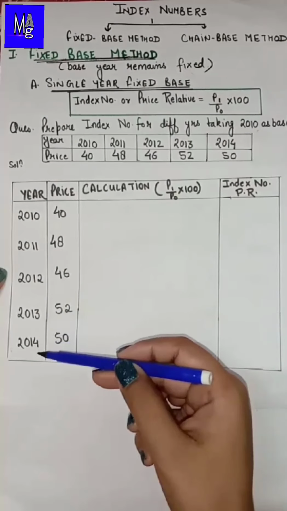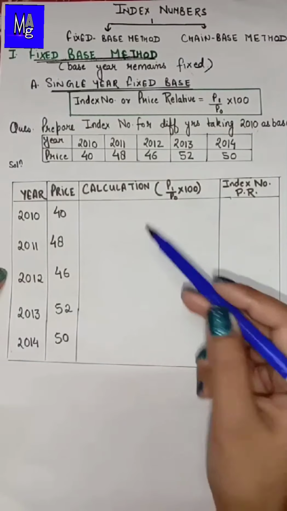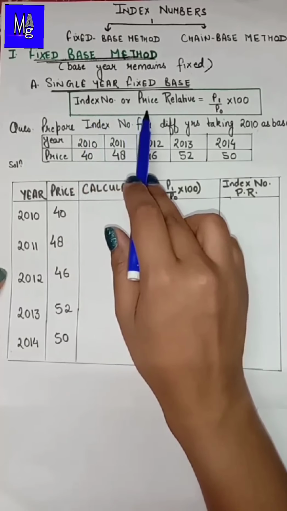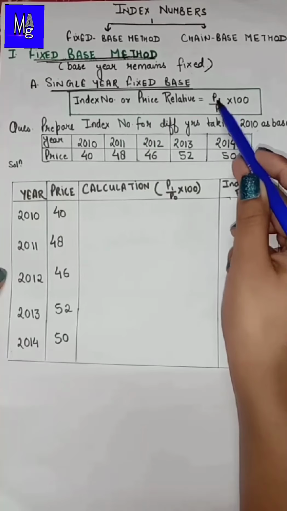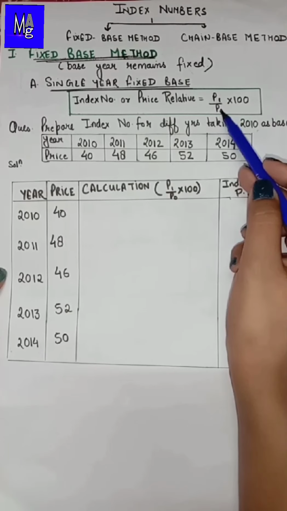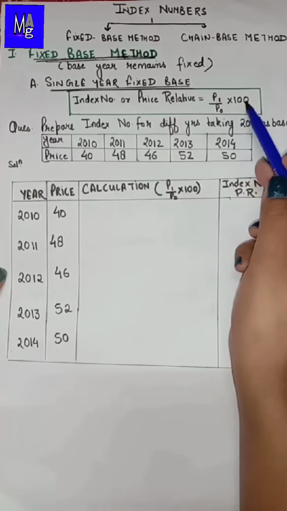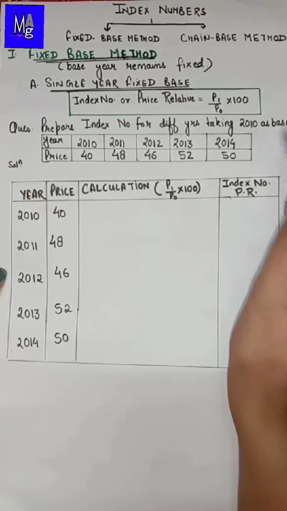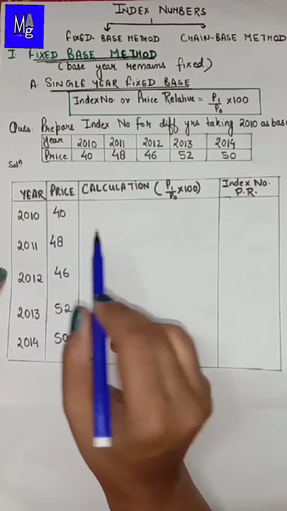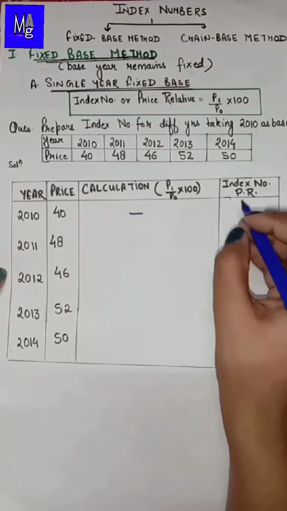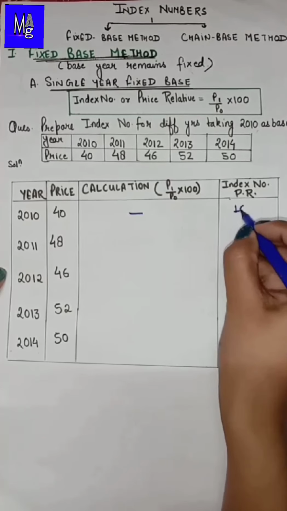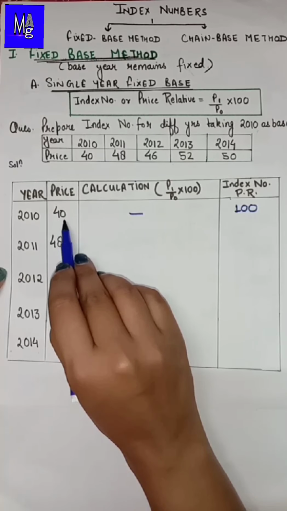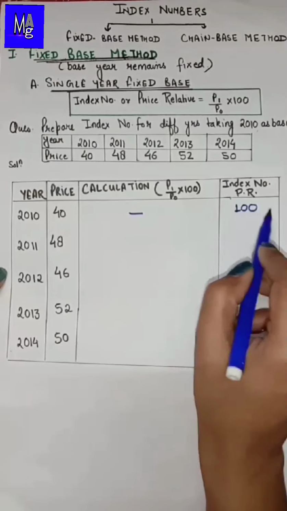So we can make the column of years, then prices here, then you have to calculate the index number with this particular formula. For calculating index number, or you can say price relative, price of the current year upon price of the base year into 100. So base year, it is already indicating that you have to take 2010 as base year. So for the first year, that is 2010, the index number would be just 100, because current year is also 40, and if you take the base also to be 40, 40 into 100, that will be 100 itself.